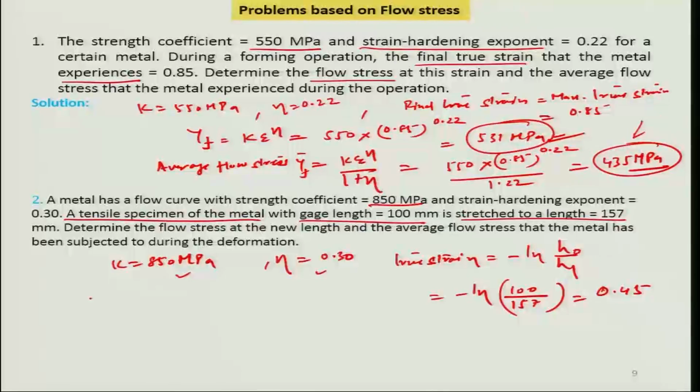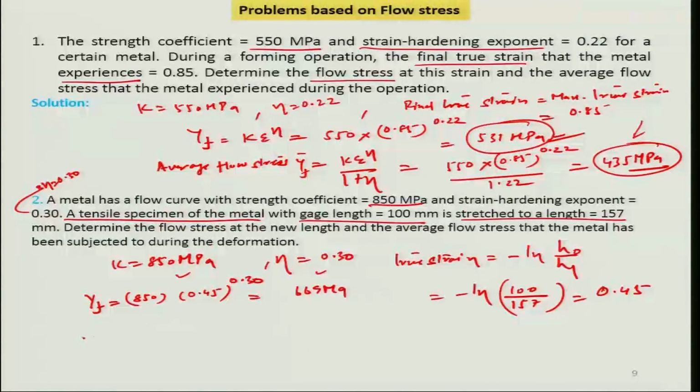If we want to calculate the true stress in this flow region, YF becomes equal to the K value, which is 850 megapascals, times the true strain 0.45 to the power of the strain hardening coefficient, which is 0.30. N here, as you can see, is equal to 0.30. So this becomes equal to 669 megapascals.